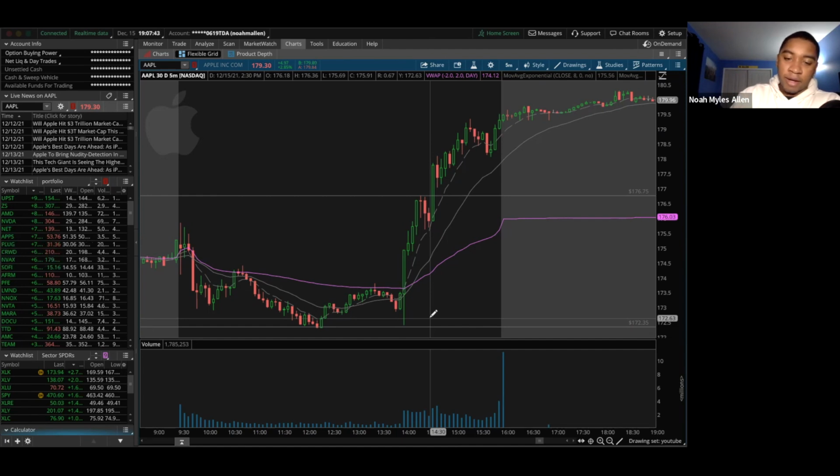And find out where money's flowing, because realistically, that's the way you're going to be able to ride these waves and this volatility in the stock market.